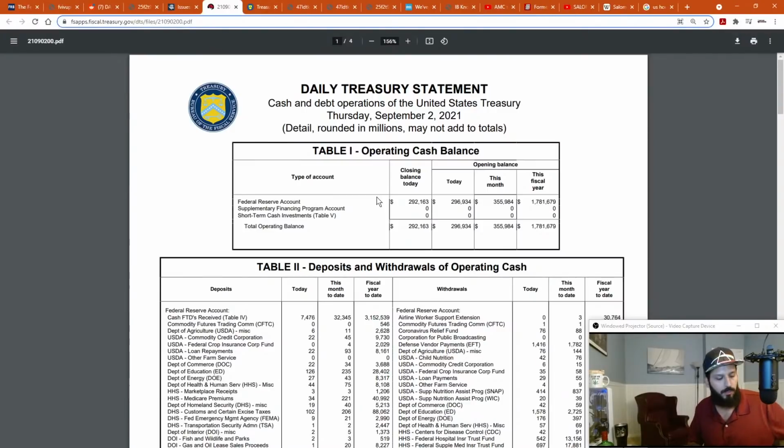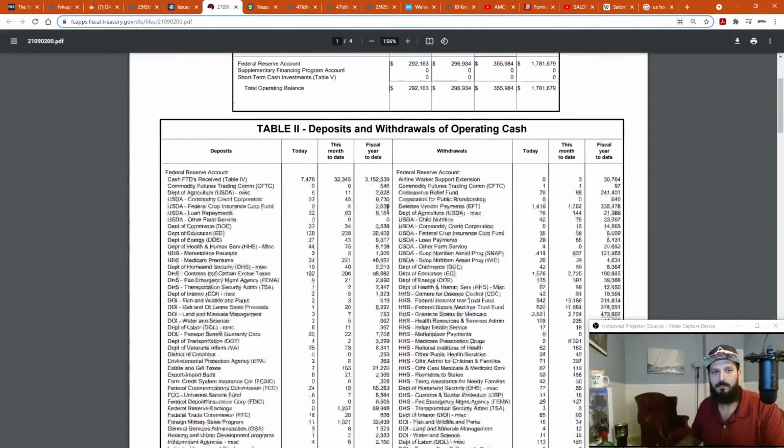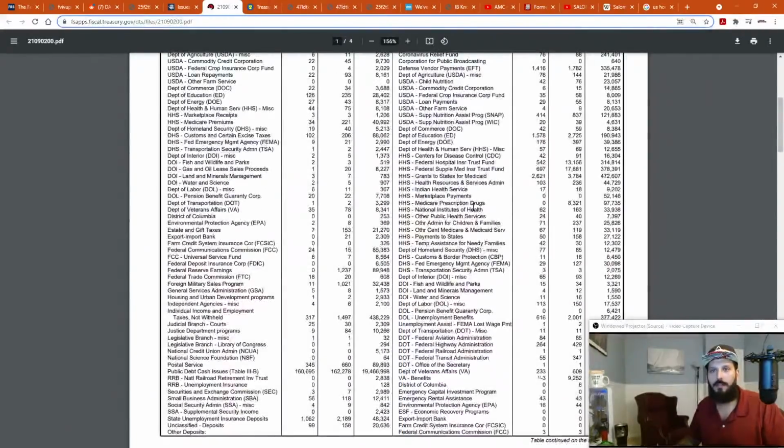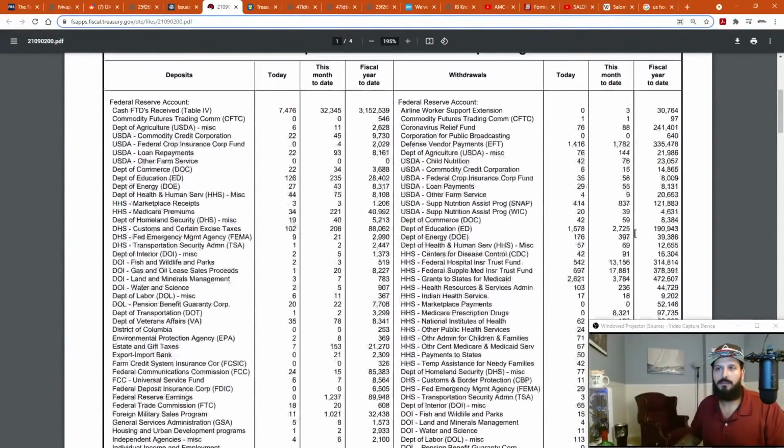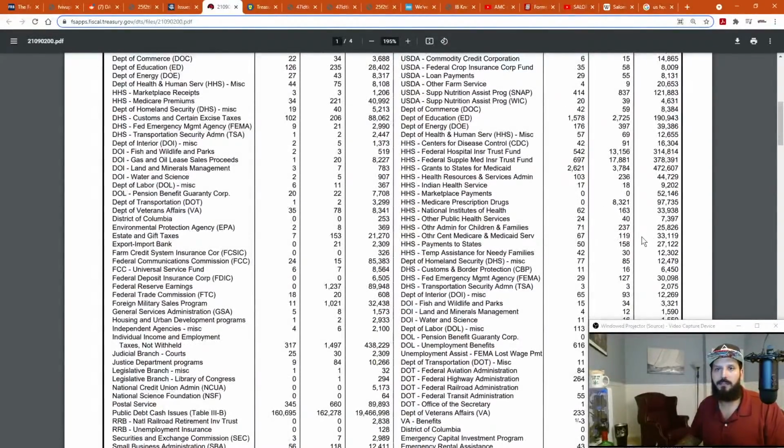Doctors and nurses are going to be working for free for a long time. At least the owners will. The nurses are still going to get paid because the doctors are going to have to. And if they can't, they're going to go bankrupt as well. Let's go straight down to healthcare marketplace payments. Zero.